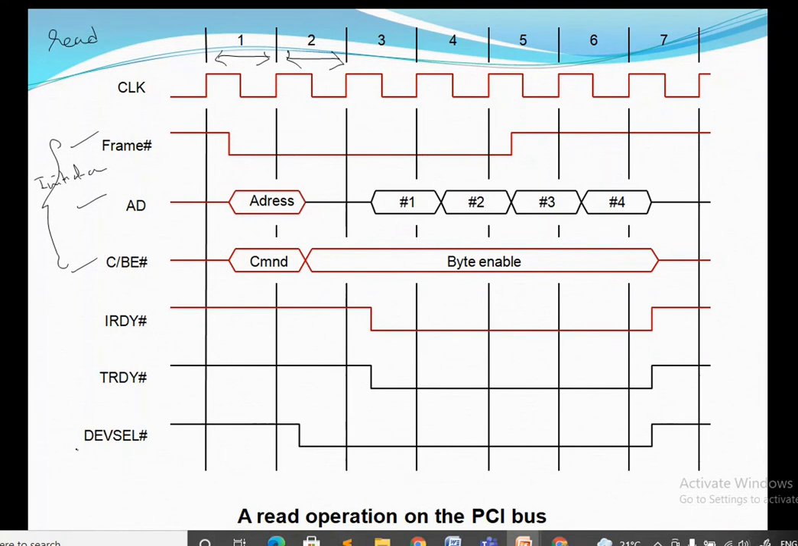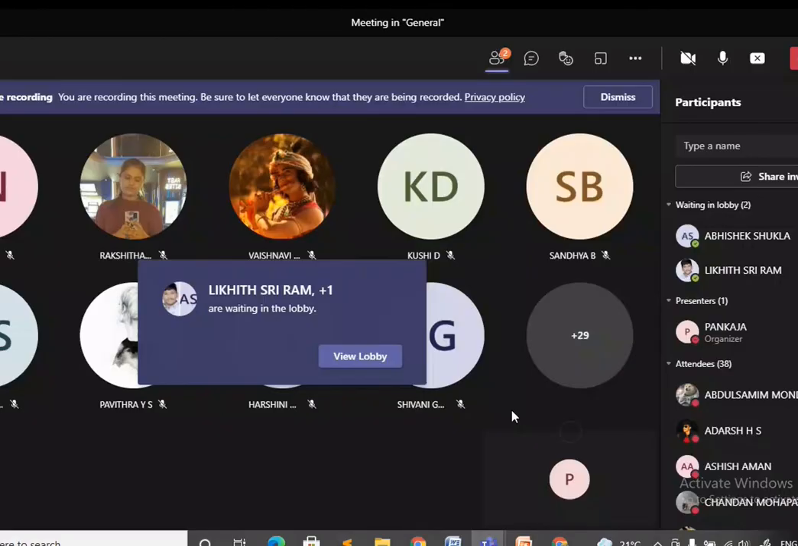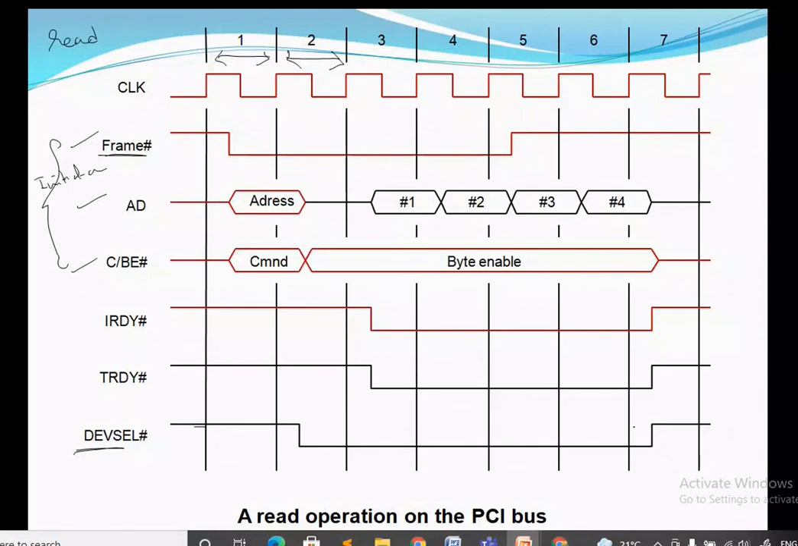That is done by asserting a line, like how the initiator sends FRAME before sending the address and command. Similarly, before placing the data, the target device is going to activate this line and maintain it. It is asserted till the end of the transaction. This particular line is going to be active as long as the data transmission is completed. That is the first step done by the target device.